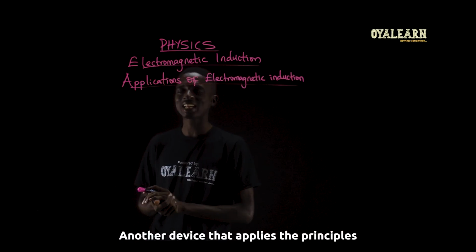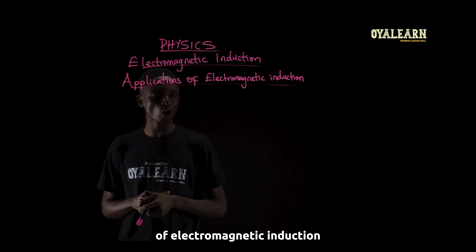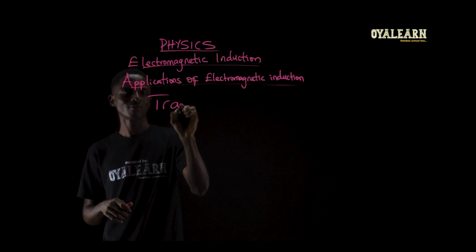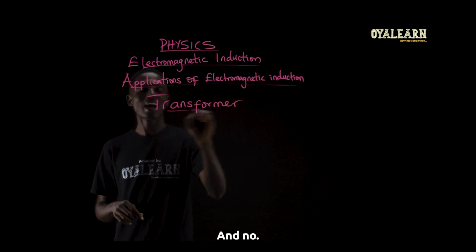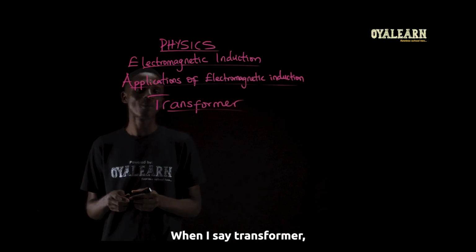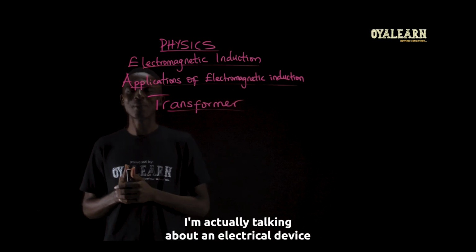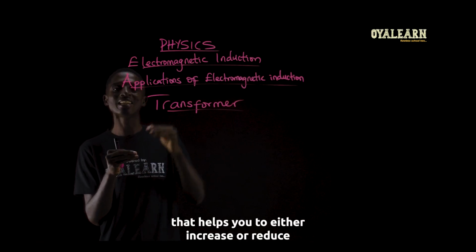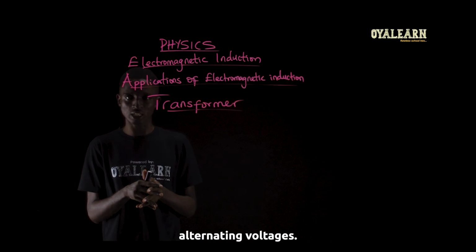Another device that applies the principles of electromagnetic induction is the transformer. And no, when I say transformer, I'm not talking about Megatron. Neither am I talking about Bumblebee. I'm actually talking about an electrical device that helps you to either increase or reduce alternating voltages.